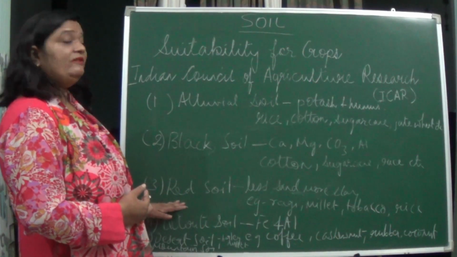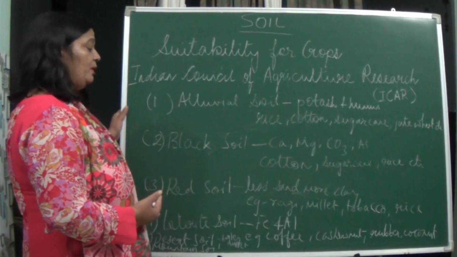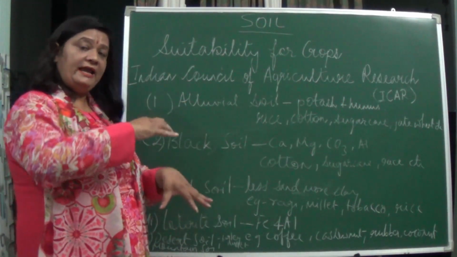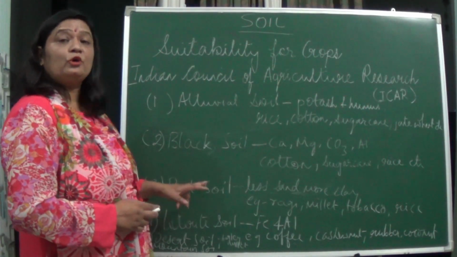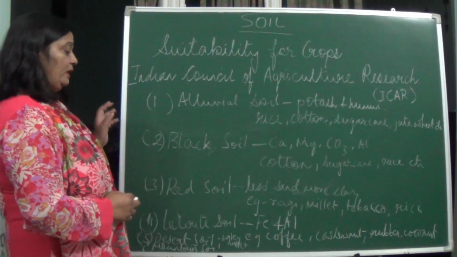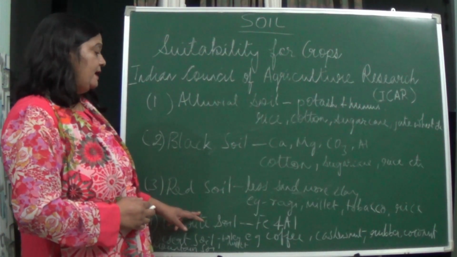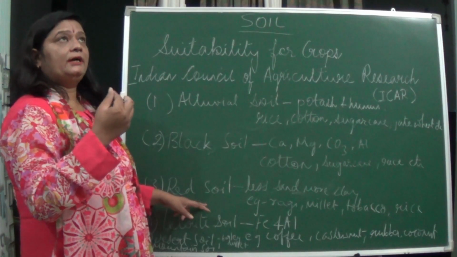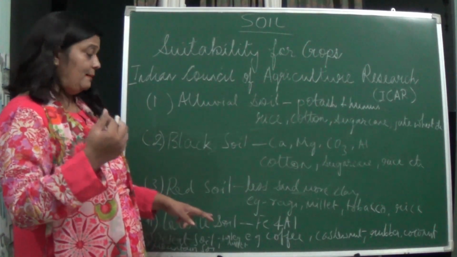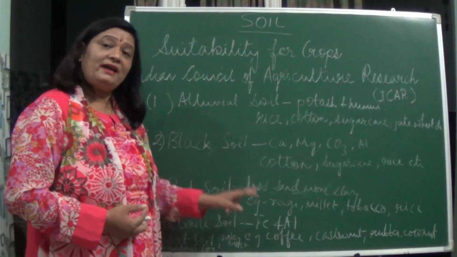Now red soil. The name comes from its color, it is red. This type of soil consists of a smaller amount of sand and a larger amount of clay, and it is good for growing ragi, millet, tobacco and rice. Laterite soil is also known as brick soil. It is brownish red in color, and this color comes mainly because of the presence of iron in it. So this laterite soil consists of iron and aluminum.